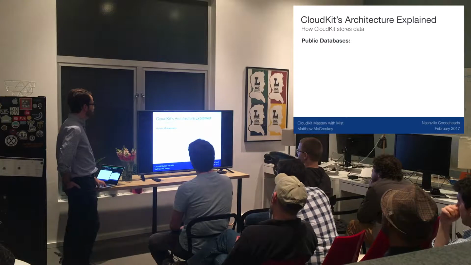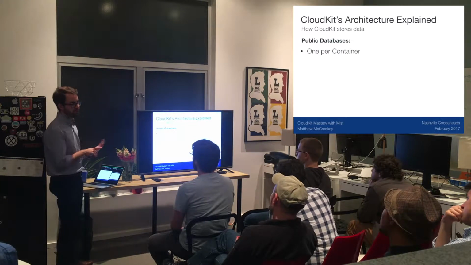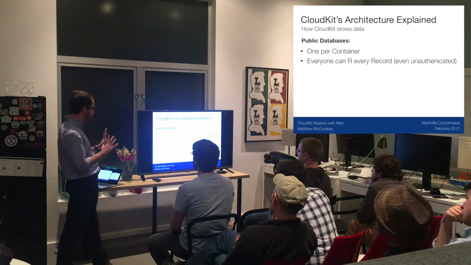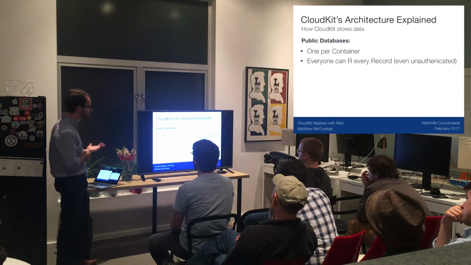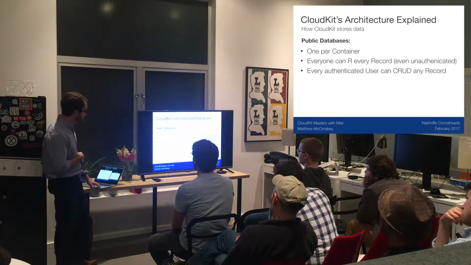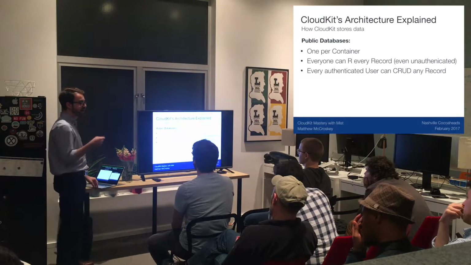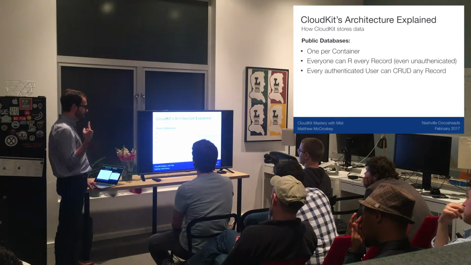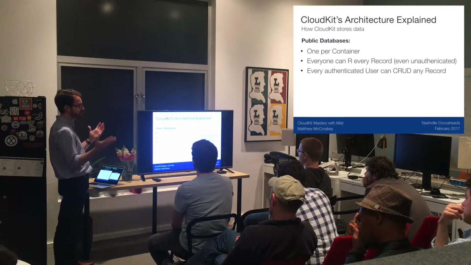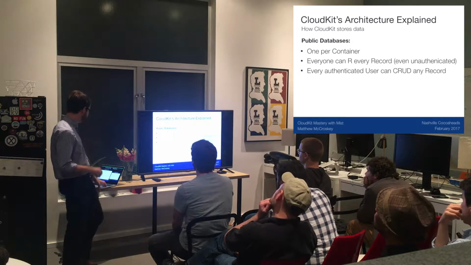Right. So public databases, like I said, there's one per container. If you guys are familiar with the acronym CRUD, create, read, update, and delete, kinds of things you can do with records. Every user can read every record in the public database, even users that aren't logged into iCloud, that don't have their own user record. Every authenticated user can do everything, create, read, update, and delete any record, even records that they did not create. So that's something that might not be immediately intuitive. And obviously, you can, with logic in your own app, tamp that down a little bit if you wanted to, but by default, that's what CloudKit allows.